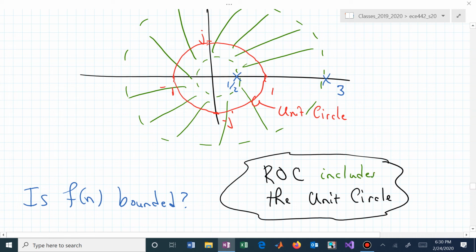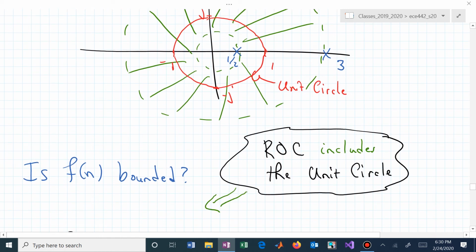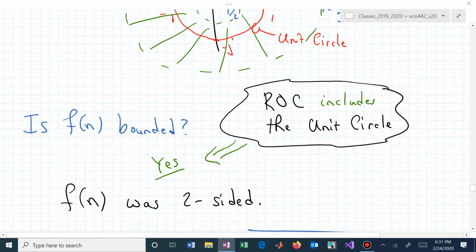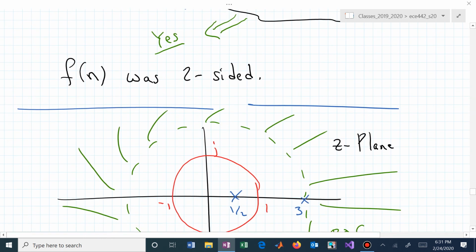The region of convergence includes the unit circle, which now says that f of n, the time domain sequence, is bounded. And f of n was actually two-sided. What if we looked at a different region of convergence?